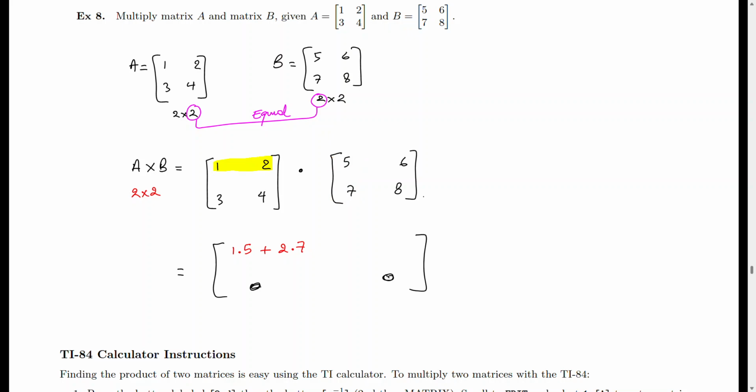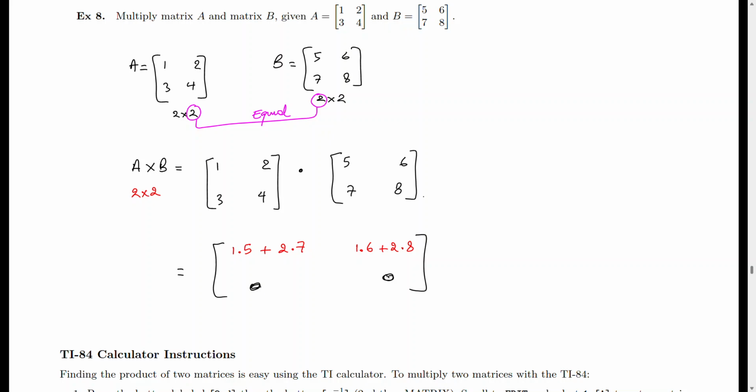So what if I want the second entry in the first row but second column? Again, what I'll do is I'll take the first row, because I want the first row answer, and I'll take the second column, because this guy lives in the second column, and I'll multiply those guys. So I'll put 1, 2 in my pencil there, and I'll just think to myself, what's 1 times 6 added to 2 times 8? That will be the entry that goes there, in that little spot.